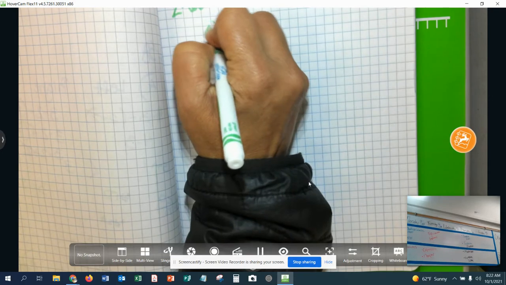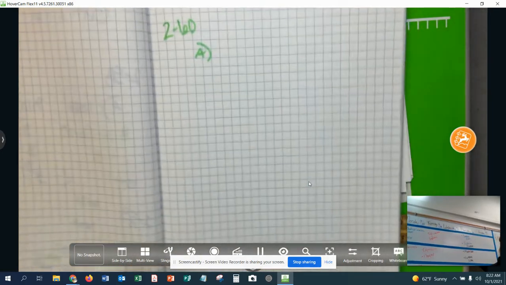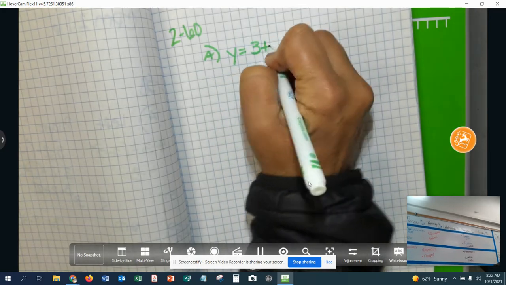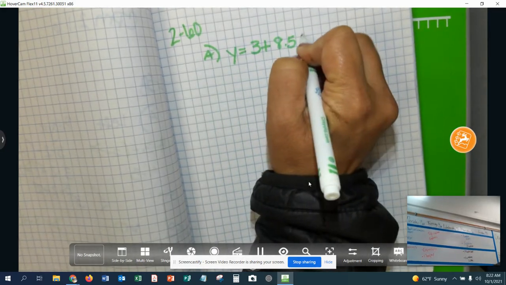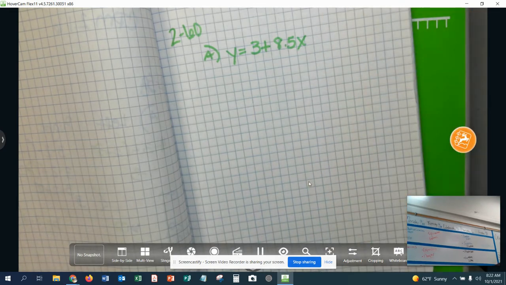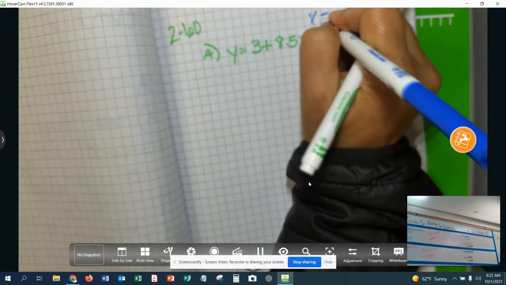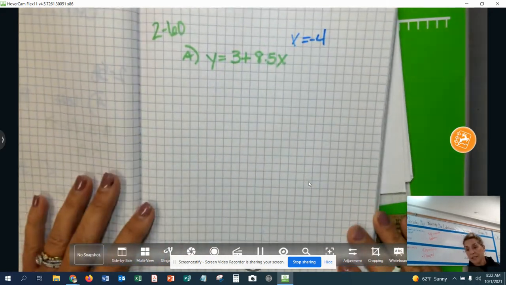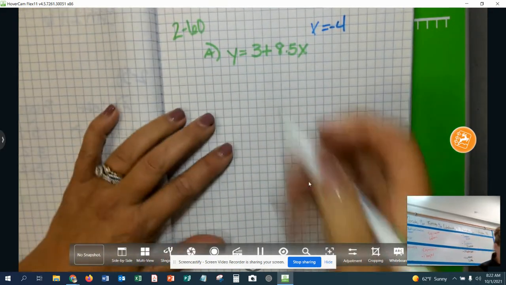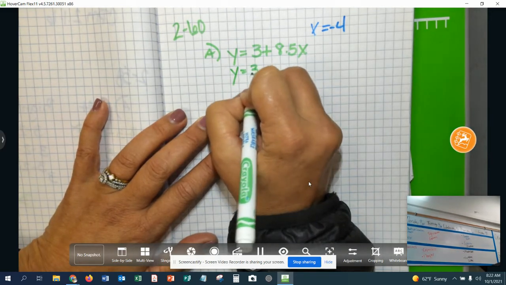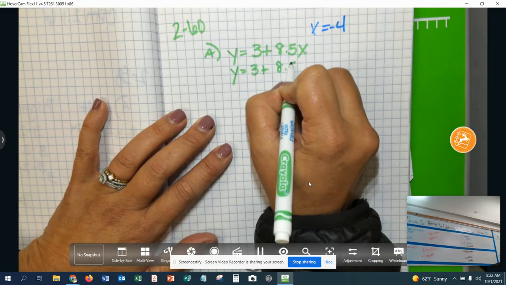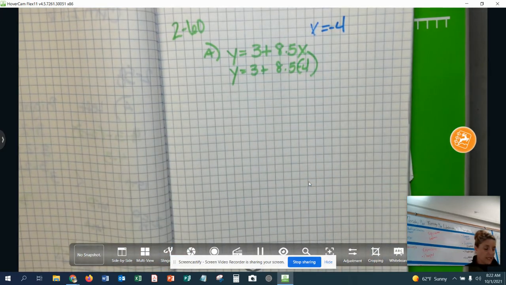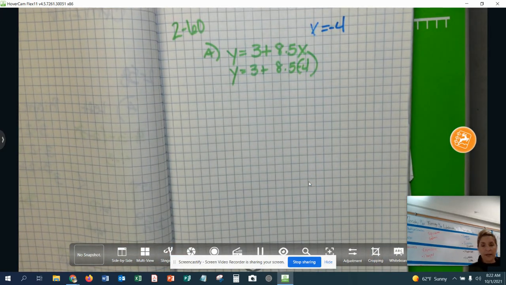which is evaluating an expression. That's what we're doing next. Y equals 3 plus 8.5x. And then x equals -4. Guys, do you remember what this looks like? This is a slope-intercept form. So what we're going to do is y equals 3 plus 8.5 times -4. We just put that in, all right?